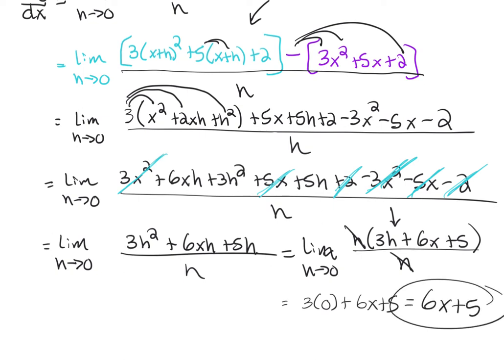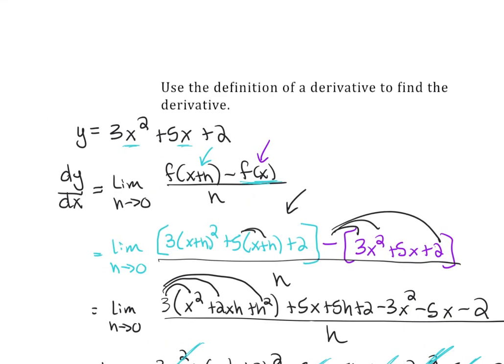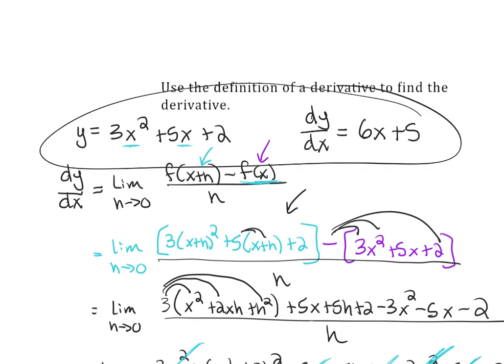Whew. Okay, we did all of that. All right, what did we just do? 6x plus 5. Let's go back up here. I've got y is this, and my dy over dx is 6x plus 5. What I have is this right here, the derivative, is a function. This function can tell me the instantaneous rate of change of this function at any given point.